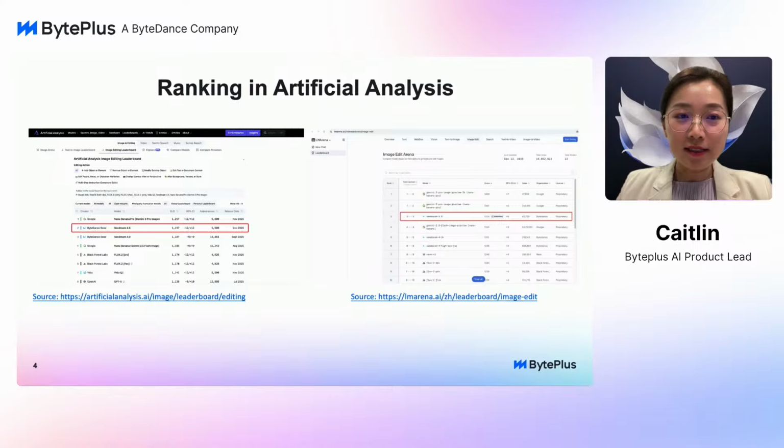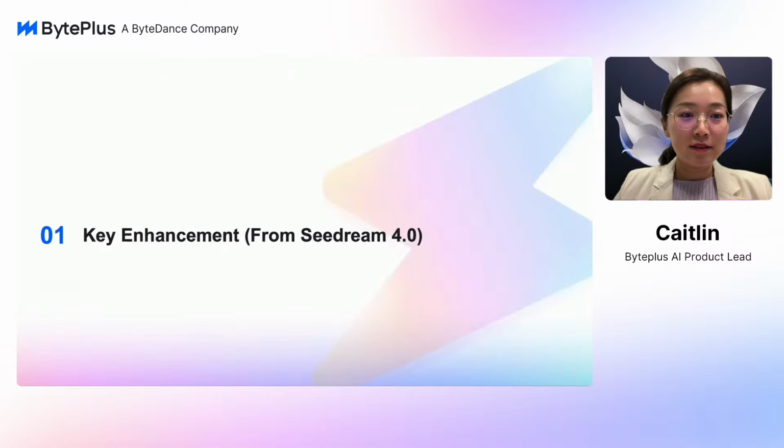On the Artificial Analysis leaderboard, you will see the Seedream 4.5 model already in second place in the image editing leaderboard, just right after Nano Banana Pro. And it is better than Seedream 4.0, one place higher, and also Nano Banana. In LM Arena, you can also see Seedream 4.5 available, and in the image editing leaderboard, it is currently number 3.